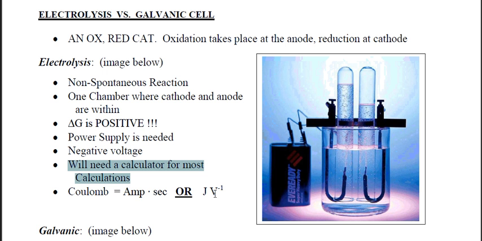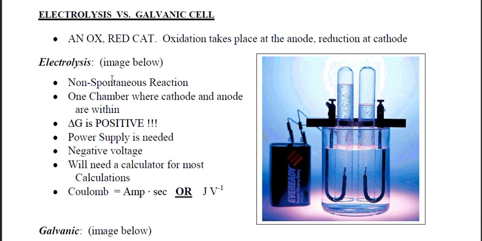And one of the last things is that you'll be working with the unit coulombs. Coulombs has a conversion of either amp seconds or joules per volt. So when you're working these out, neither of these two conversions for coulombs are actually listed on your equation sheet. So this is something that you want to remember when working these out.